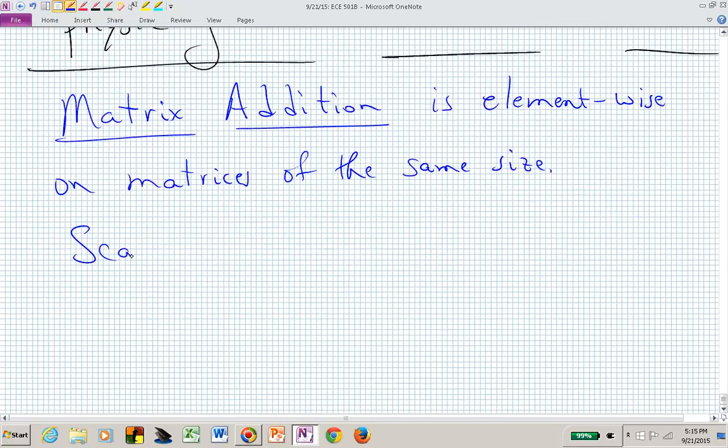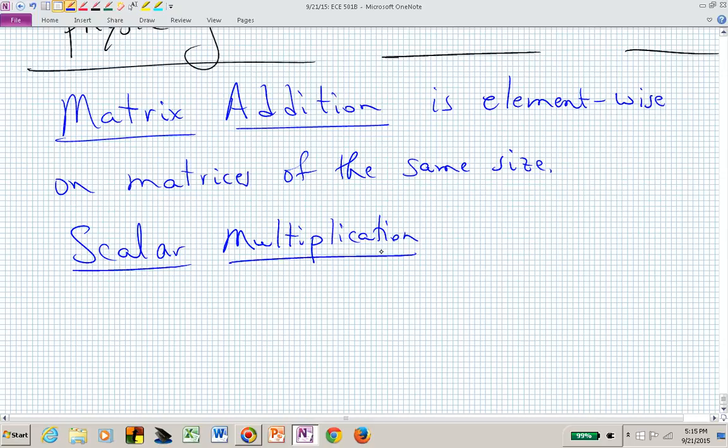And scalar multiplication simply scales all of the values in any matrix by the appropriate scalar. Scales values element-wise.